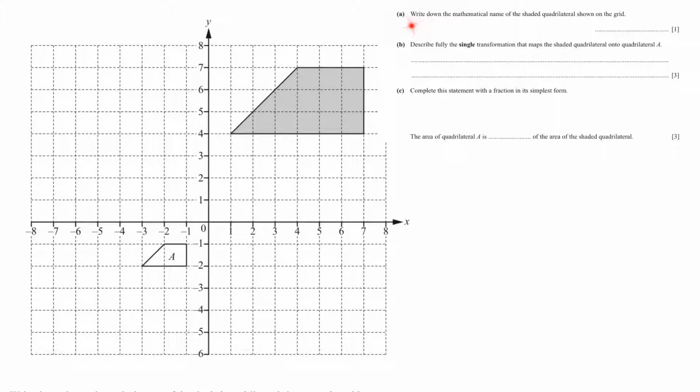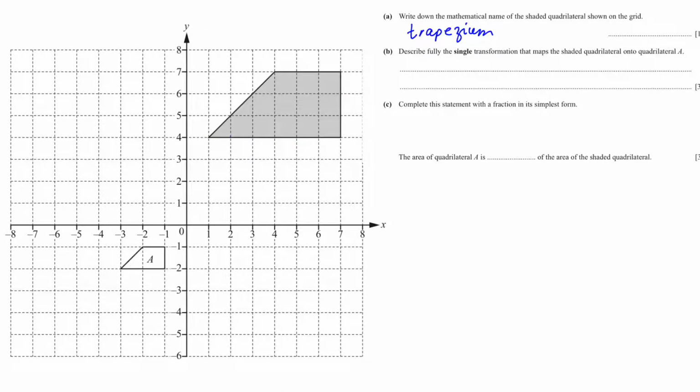Part A. Write down the mathematical name of the shaded quadrilateral shown on the grid. This is a trapezium. Part B. Describe fully the single transformation that maps the shaded quadrilateral onto quadrilateral A. You can see that there's a change in size. When there's a change in size, it is an enlargement. So this is an enlargement.